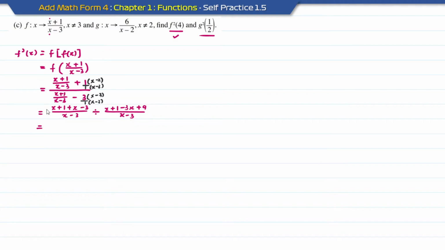So I'm going to solve this part here, so x plus x, I'm going to have 2x plus 1 minus 3 minus 2 over x minus 3. So when I multiply it, so this one will be flipped over. So x minus 3 will become the numerator now. So for this part, it will become x minus 3x is negative 2x, and 1 plus 9 is 10.